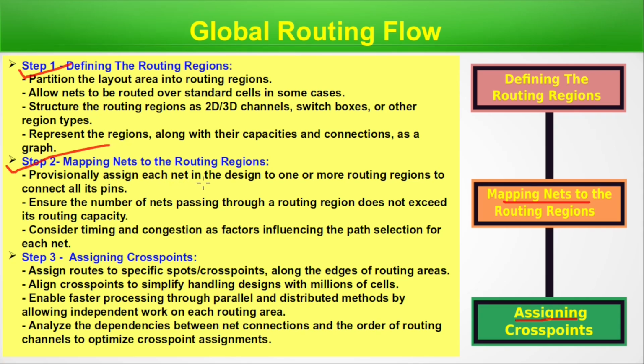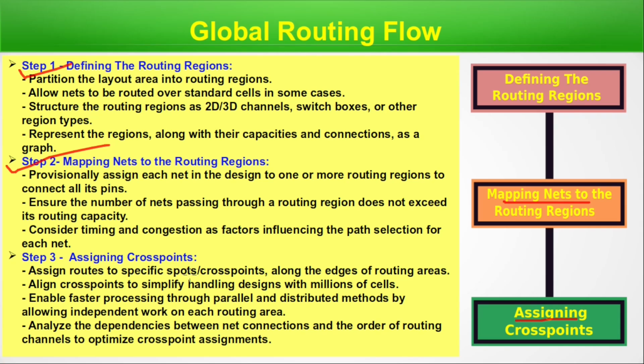Provisionally assign each net in the design to one or more routing regions to connect all the pins. Now ensure the number of nets passing through a routing region does not exceed its routing capacity. Consider timing and congestion as factors influencing the path selection for each net. And third is assigning cross points.